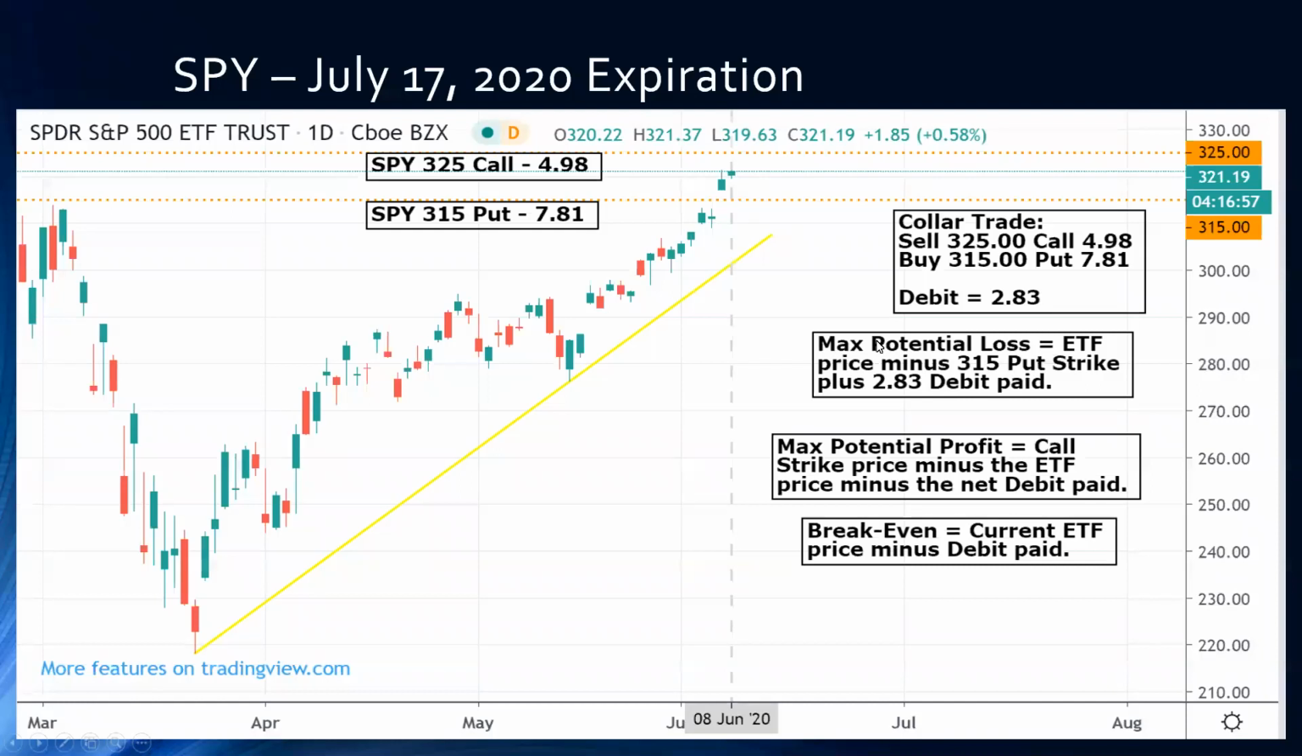Now, your maximum potential win is totally different, okay? Because remember, you're selling the call and you're buying the put. So if the market was to fall below the 315 price here, that would mean that the call that you sold would obviously be a winner. Then the put that you bought would all of a sudden become a winner as well. Now you would be simultaneously losing money in the ETF.